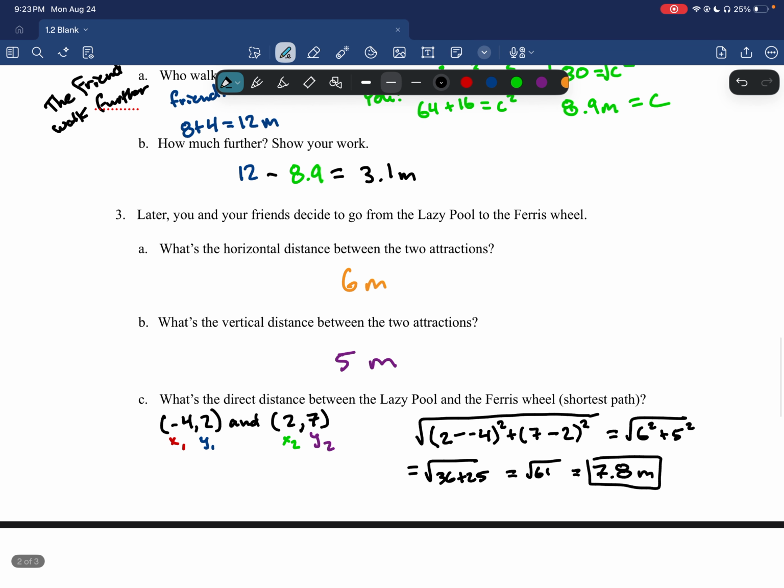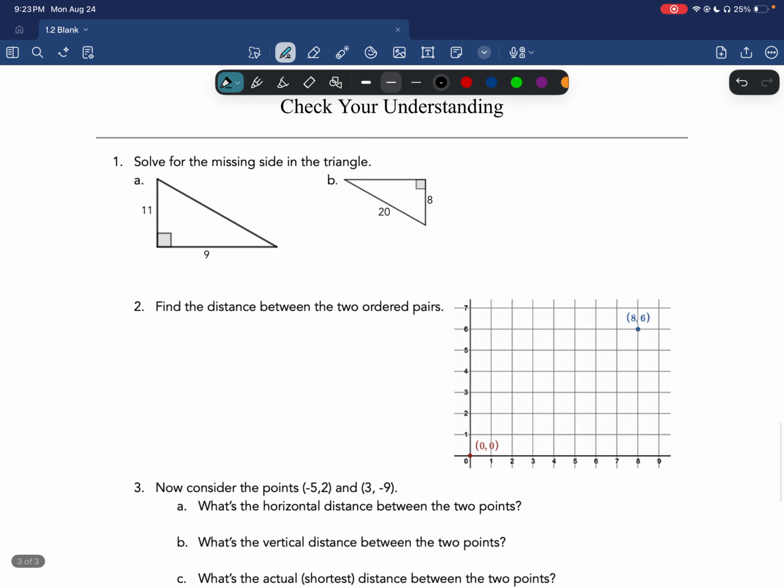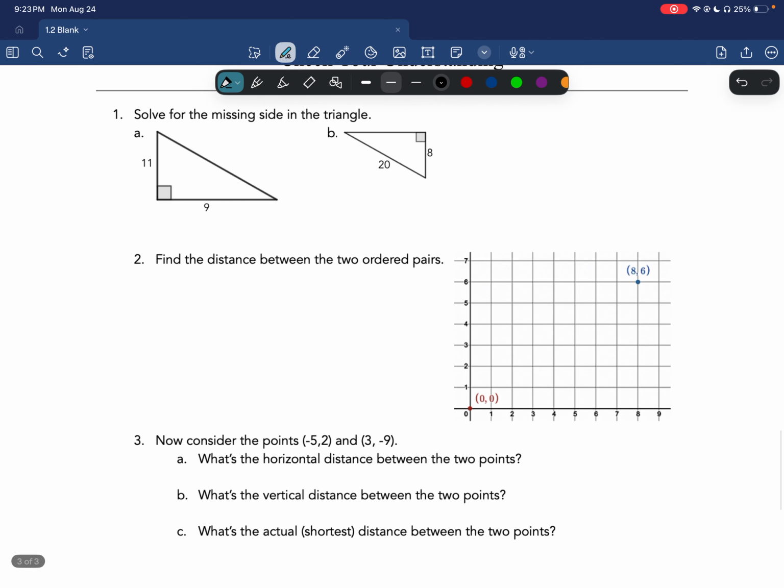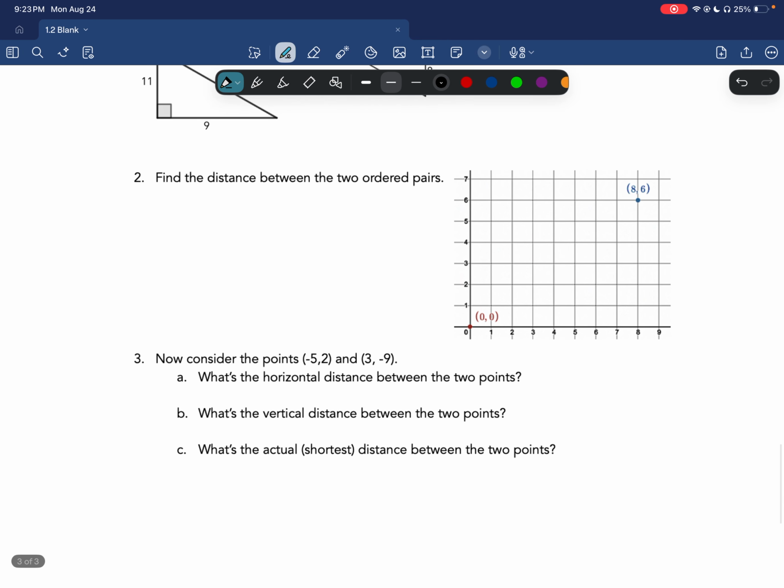That is the end of our lesson. This is your check your understanding, okay? You're going to have to solve for the missing side lengths here. Make sure that you are labeling which side is your hypotenuse, because the hypotenuse always has to be c, okay? Here, you are going to practice using the distance formula to find the distance between these 2 points. Okay, so use that equation.